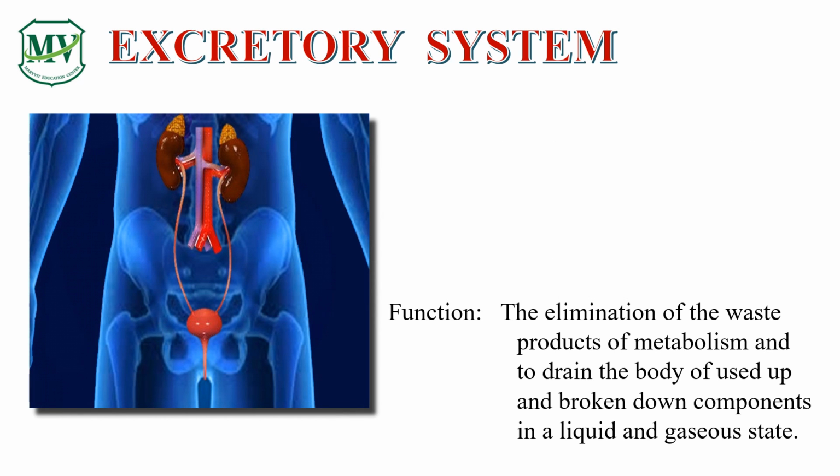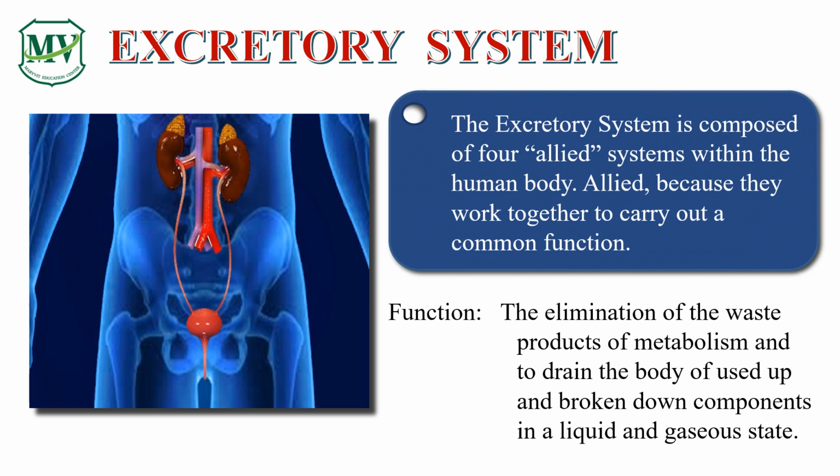The excretory system is composed mainly of four allied human body systems. Independently, these systems perform specific systemic functions such as respiration, digestion, temperature regulation, and excess bodily fluid removal. But collectively, they perform the body's waste elimination function by getting rid of the waste products of metabolism.